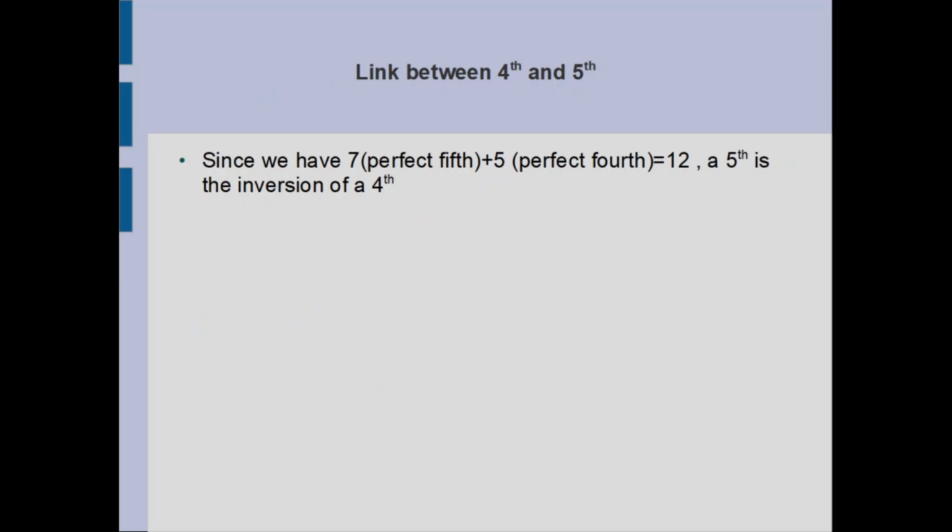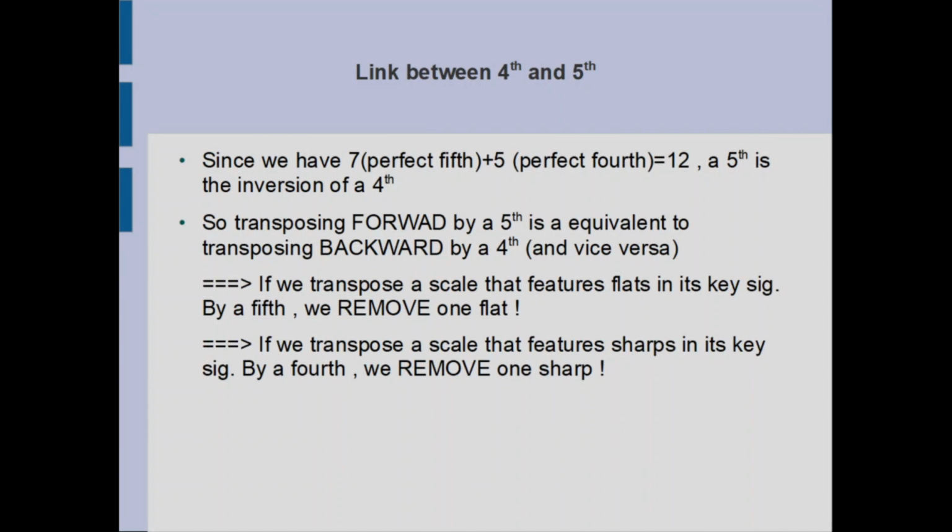Link between fourth and fifth. Since we have 7 for a perfect fifth plus 5 for a perfect fourth equals 12, a fifth is the inversion of a fourth. When you have a fifth, you have to add a fourth to get to the octave. So transposing forward by a fifth is equivalent to transposing backward by a fourth, and vice versa. Is it understood? If it's understood, you can write okay in the chat. It's understood. Nice.